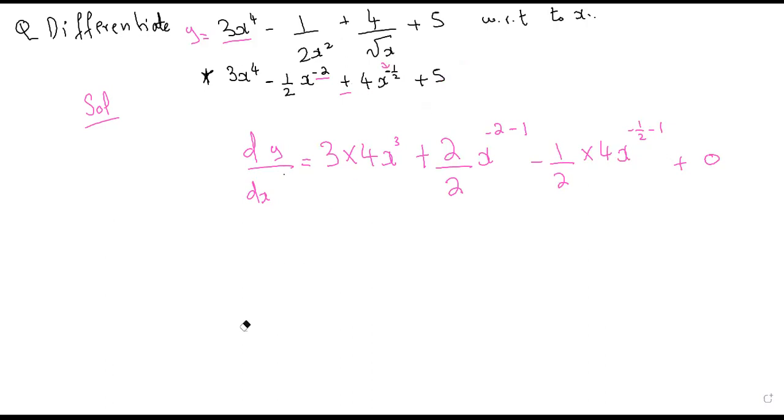All right. And now I'll simplify this. 3 into 4 is 12. x cubed, this and this would be cancelled. Plus x to the power minus 3 minus 1 times 2 times 2. x to the power minus 3 by 2. So this is going to be the answer of this question. Okay, this is how we differentiate a mixed expression. Okay, this was simple. Let's talk about another example.